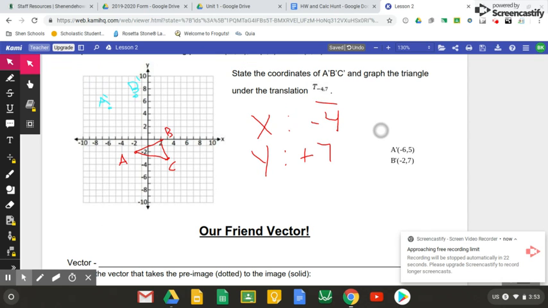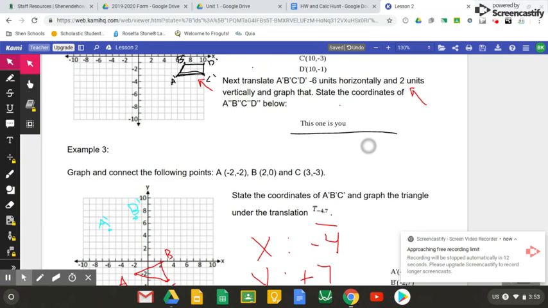Now, we got that again from translation -4, 7. So in X, you're going -4. And in the Y's, you're adding 7. All right? So you've got to find C there. You've got to do that other one.